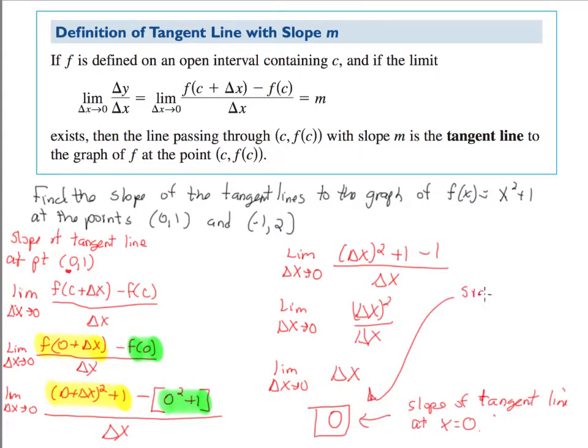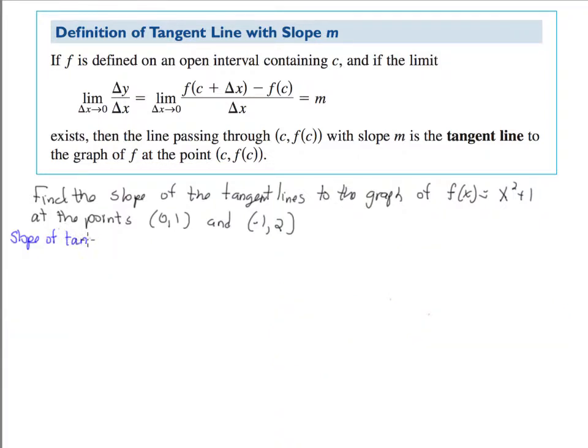We can have a slope of 0. Remember that when you have a line that has a slope of 0, it's simply a horizontal line. So this happens to be a horizontal tangent line. These horizontal tangent lines will become important in later sections.